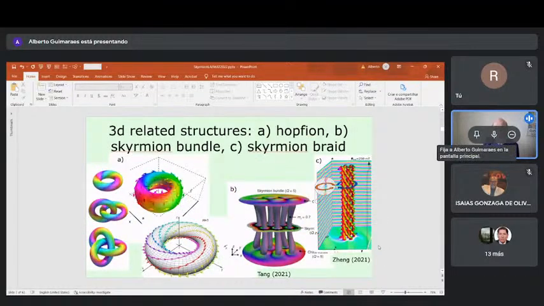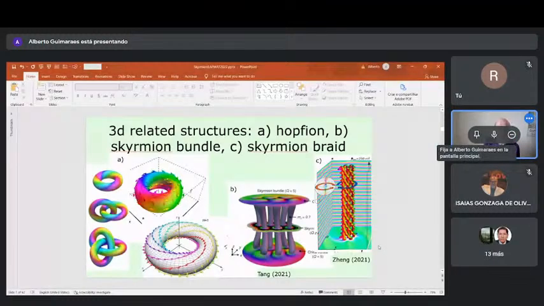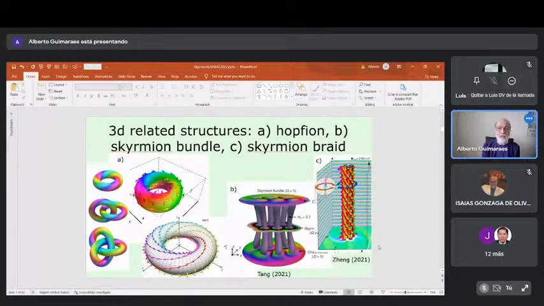There are other structures related to these two-dimensional ones that I have shown. These are called, on the left, Hopfions, in the center, these complex Skyrmion bundles, and also another related structure, the Skyrmion braid, shown on the right. These are recent publications that have shown these possibilities.